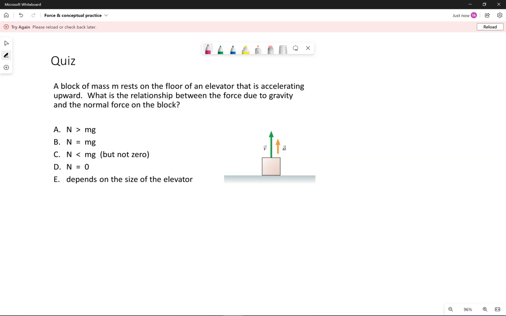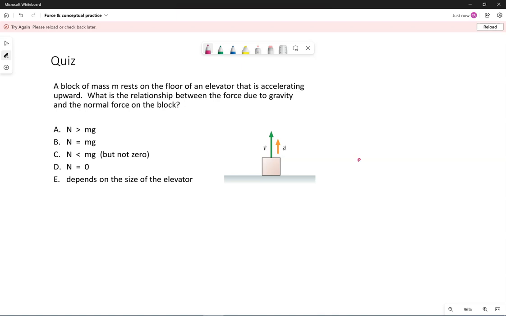Read through this question. Determine what you think the answer is. If you watched the last video, this is very similar. We have a block of mass M resting on the floor of the elevator.